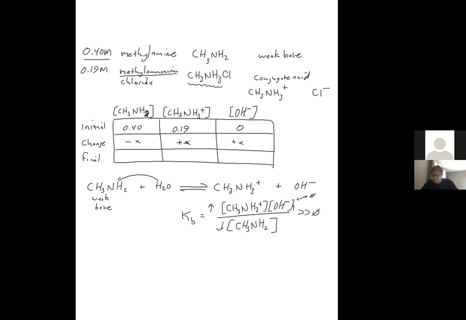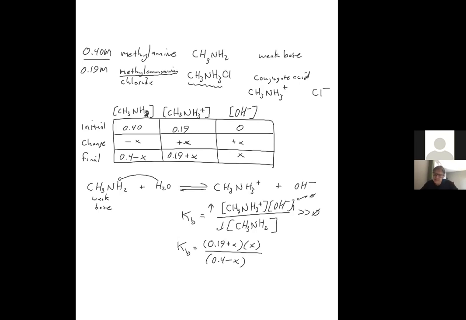It might be 4.4 times 10 to the minus 5. You can look it up. So this starts at 0.4, but it goes down by x. This starts at 0.19, but it goes up by x. And this starts at 0, but it goes up by x. So that's just x. So now Kb would be the products, 0.19 plus x times x, right? Hydroxide is x, divided by 0.4 minus x.